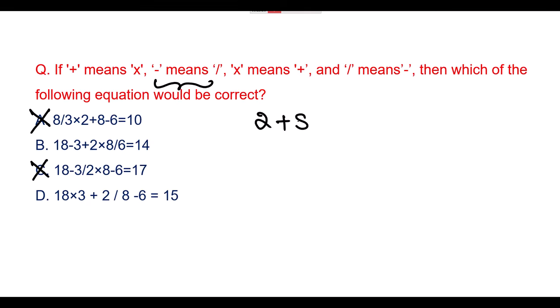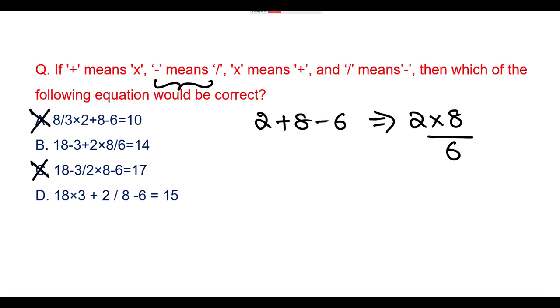We have 2 plus 8 minus 6, which after changing will become 2 into 8 divided by 6. It won't cancel, and we don't get an integer. It's a waste of doing that. 2 into 8 is 16, and 16 cannot be divided by 6. You will get some decimal points, but I have already been given an integer on the right side. So doing A as well as C is a waste of time.